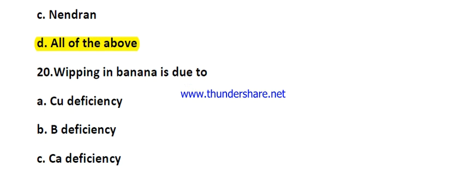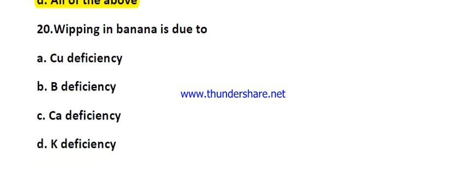Then question number 20. Weeping in banana is due to. Your options are copper deficiency, boron deficiency, calcium deficiency and potassium deficiency. Here the right answer is copper deficiency. Weeping in banana is due to copper deficiency.